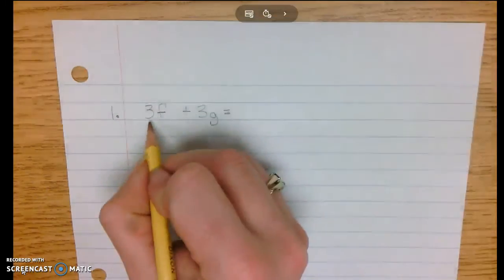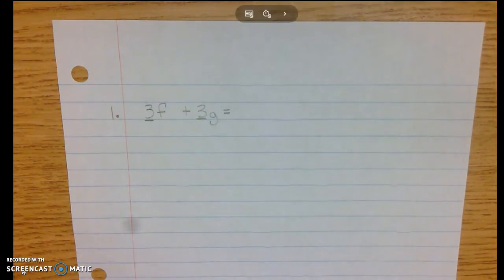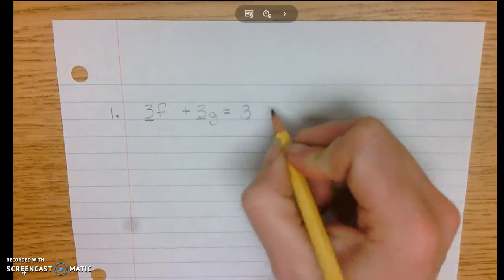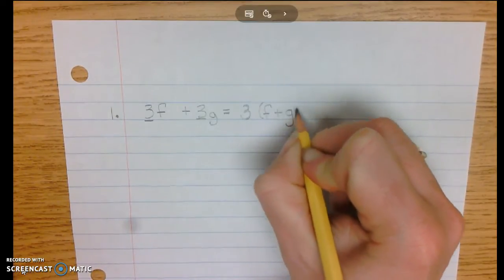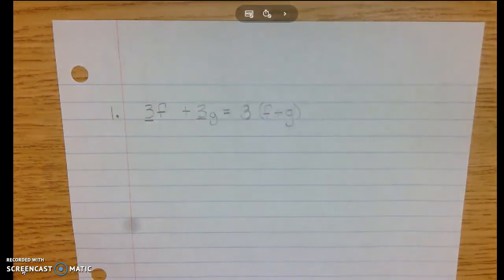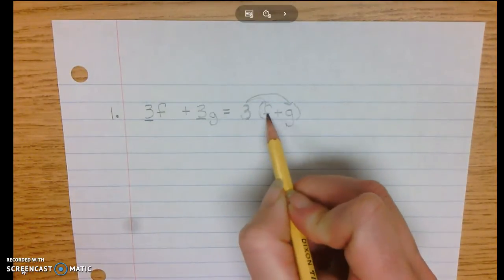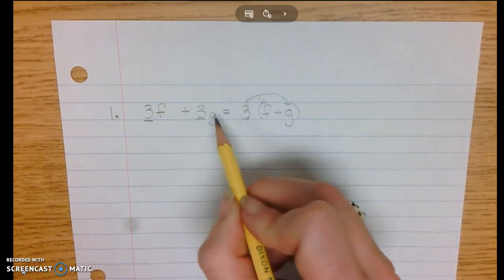So I notice that they both have a 3 here, so their greatest common factor is going to be 3. So I simply pull that out. So I know that I can have 3 groups of F plus G. Again, I could test this by distributing these groups of 3 here. 3 groups of F plus 3 groups of G is the same thing that I have right here.